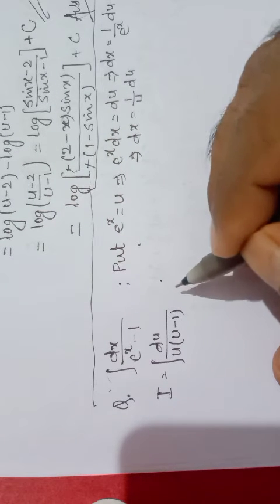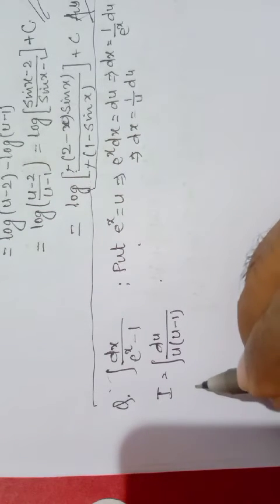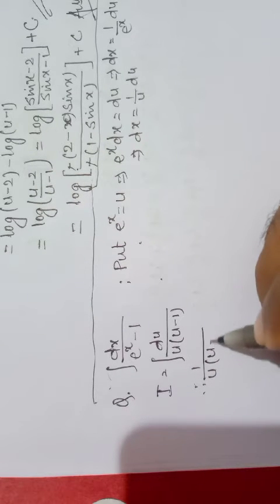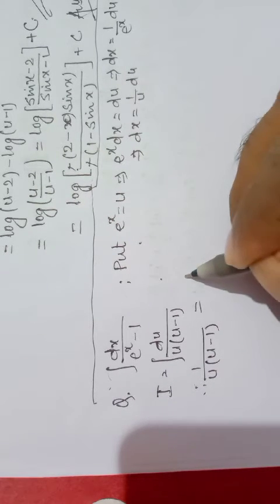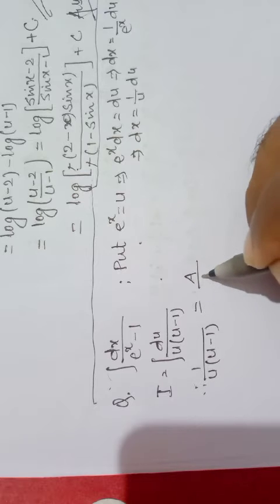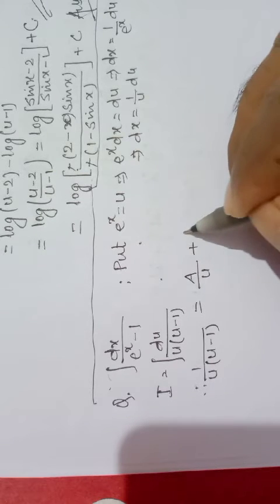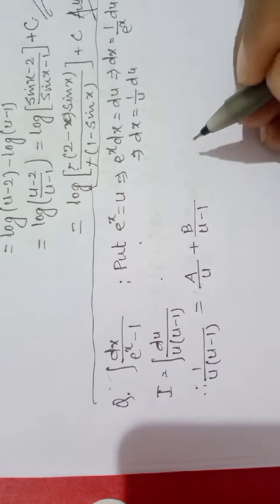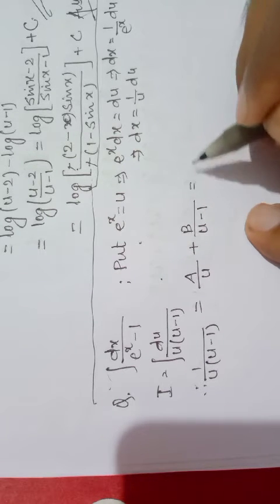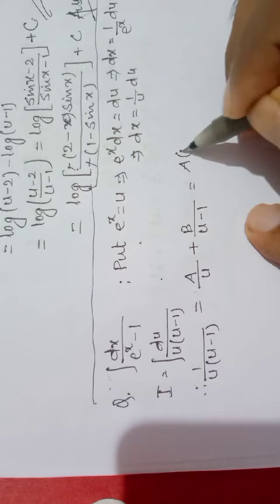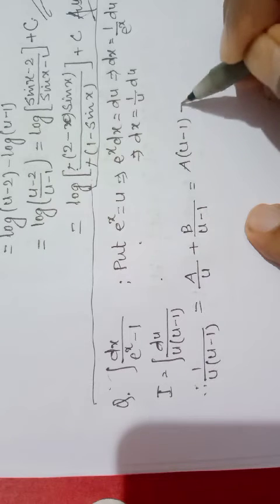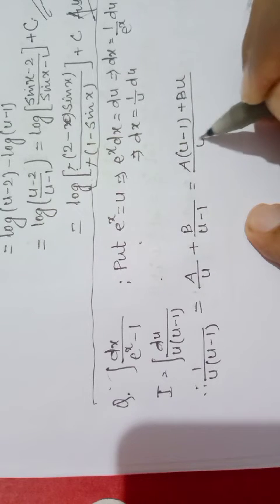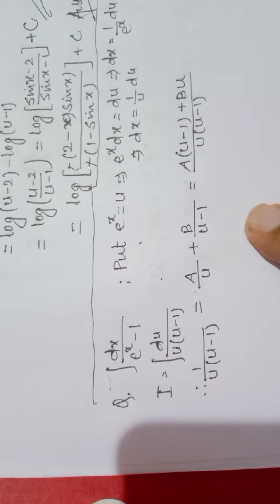Now our integration, that means our function is 1 upon u into u minus 1. Again here both are linear, so let it be a upon u plus b upon u minus 1. Take out the LCM, so LCM should be a into u minus 1 plus b into u divided by u into u minus 1.